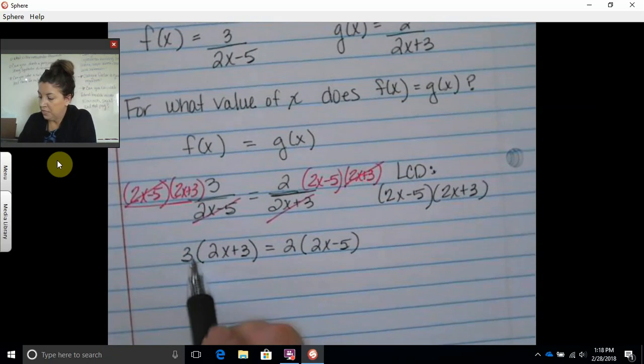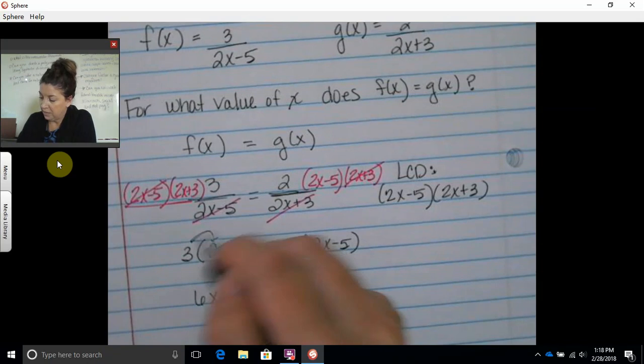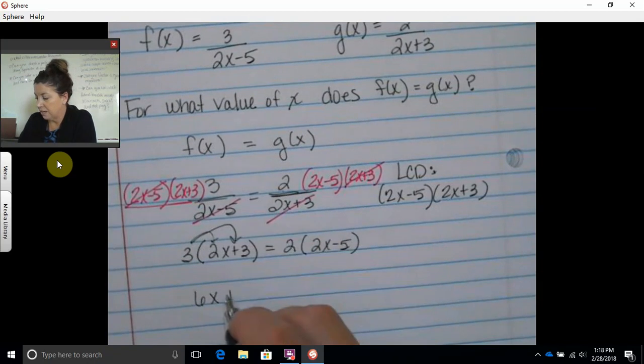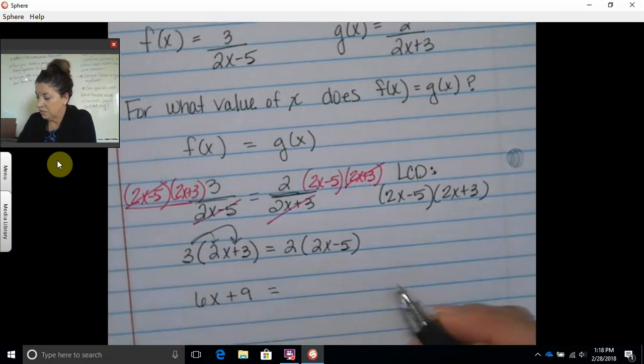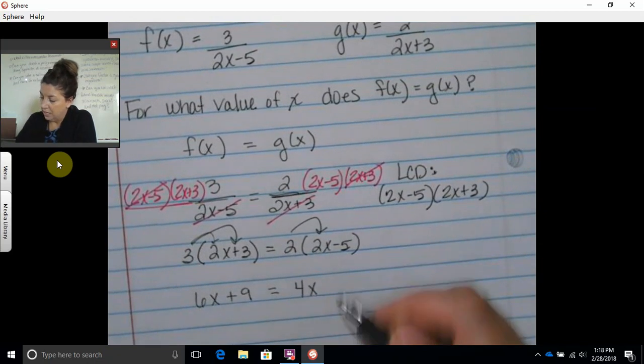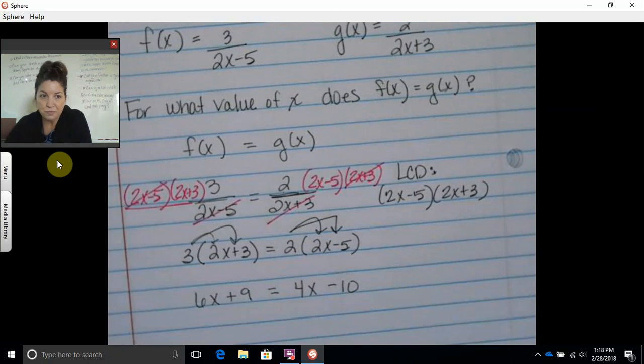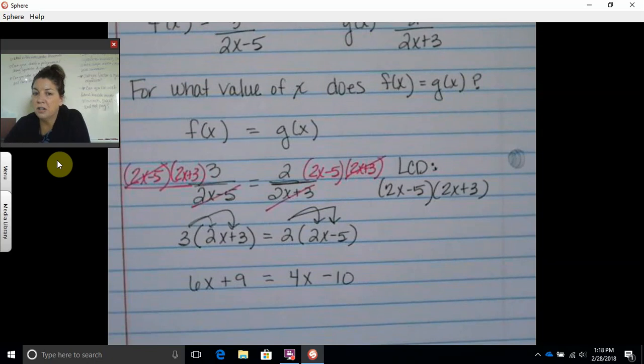Distribute. So 3 times 2x is 6x. 3 times positive 3 is positive 9. Equals 2 times 2x is 4x. And 2 times negative 5 is negative 10. Now, can I solve for x just by isolating x, or am I going to have to get it set equal to 0 and in standard form? I'm going to solve for x, right?